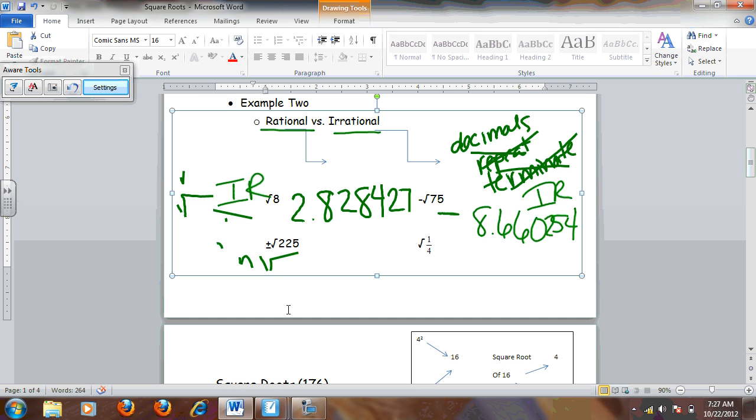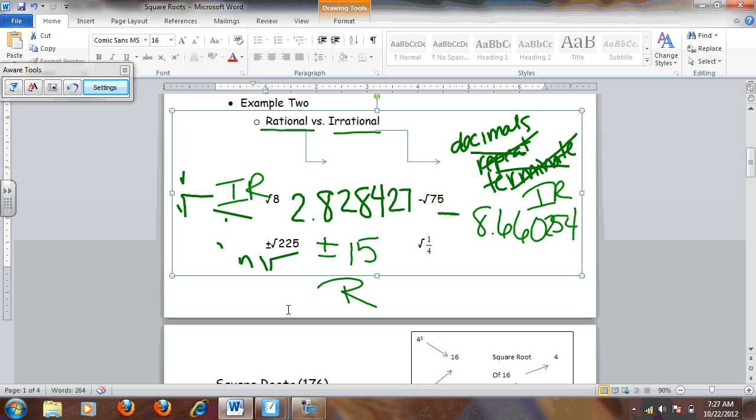Positive, negative square roots of 225. So it's going to be a positive. Let's take the square root of 225, and we get 15. Rational or irrational? It is a rational number.